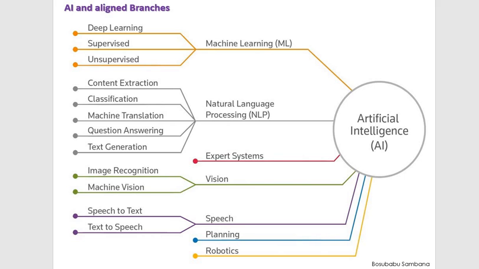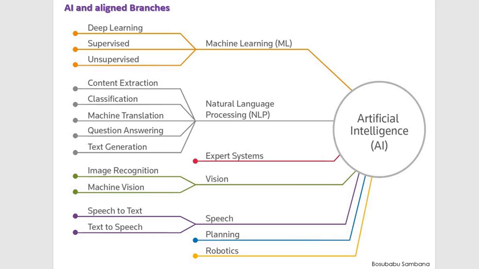Okay, the next slide is AI and allied branches. Generally, artificial intelligence is a sub-branch of computer science and engineering. Artificial intelligence is a superset of many more branches, like machine learning (ML), natural language processing (NLP), expert systems, vision like computer vision, speech, and planning and robotics. Here speech means speech recognition.